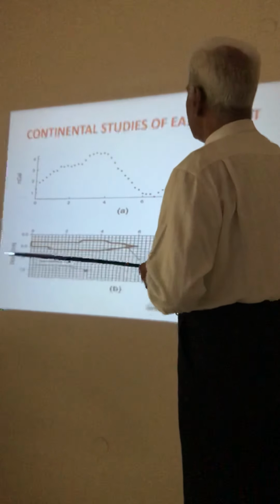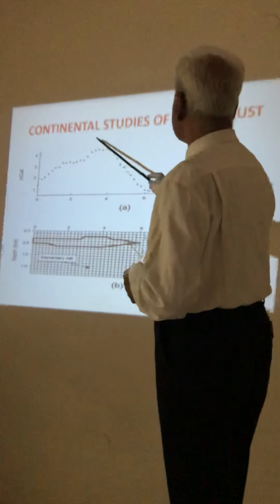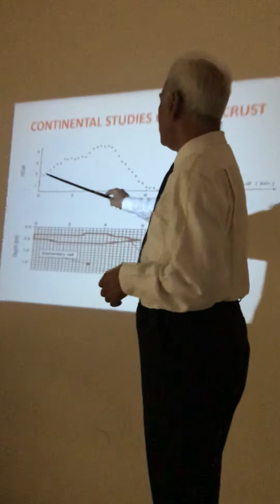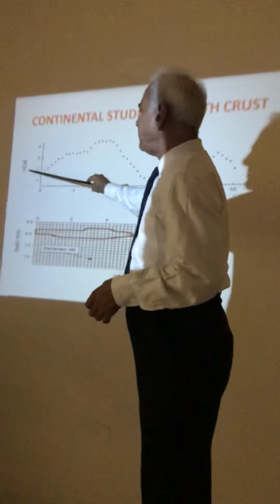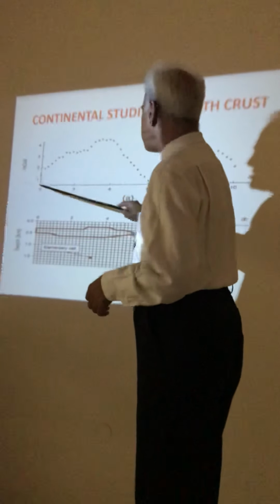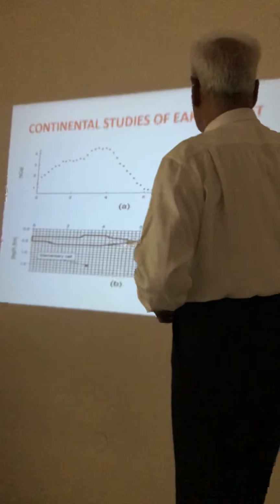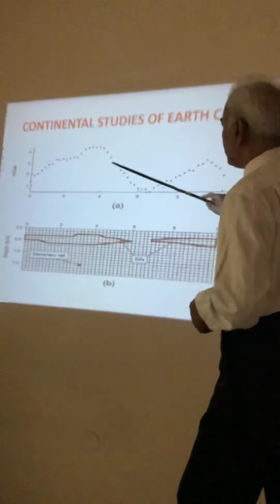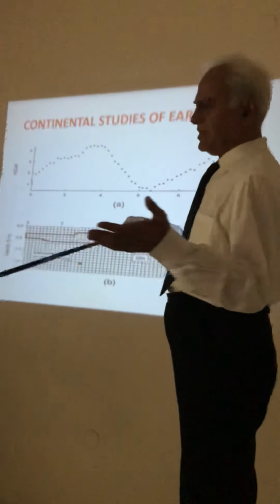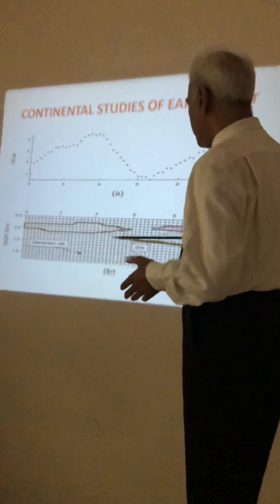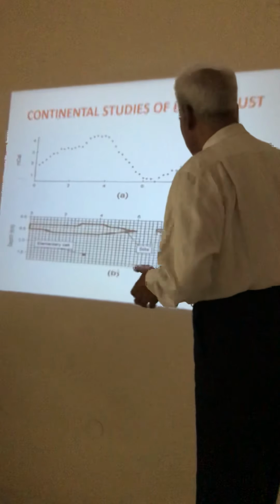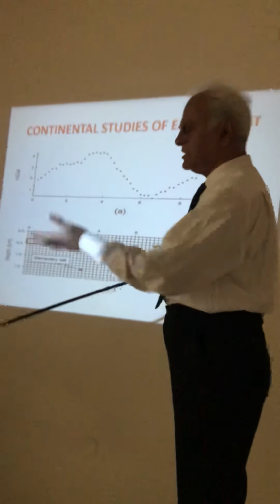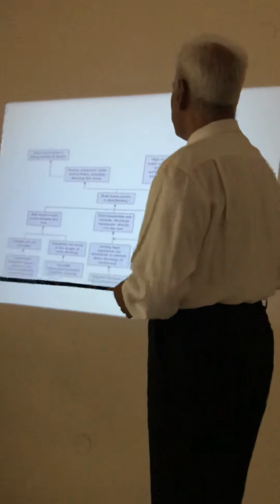Okay, next one. This is some continental data I have got, and this is the gravity, in milligals, and these are in the direction of how many kilometers. So when we apply the Abel transform, we are able to find the structure below the ground much better than other kinds of methods.